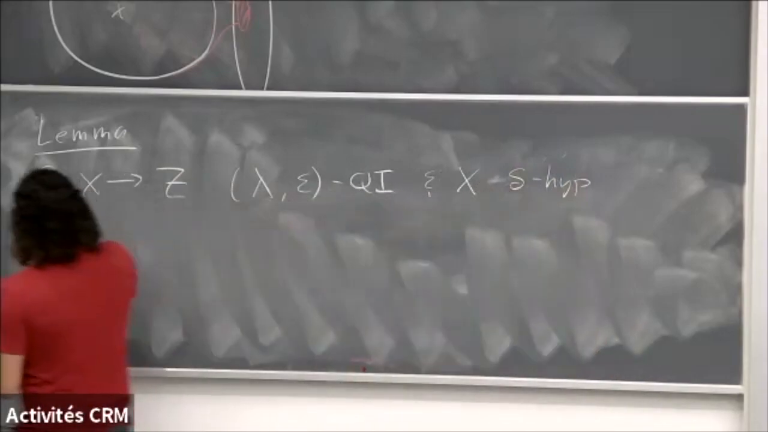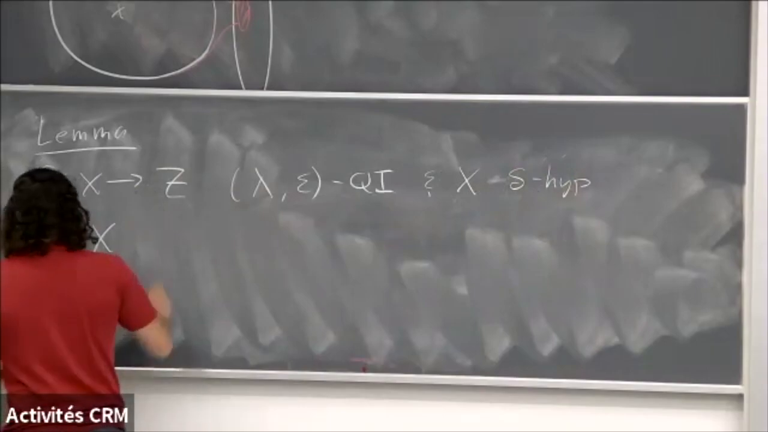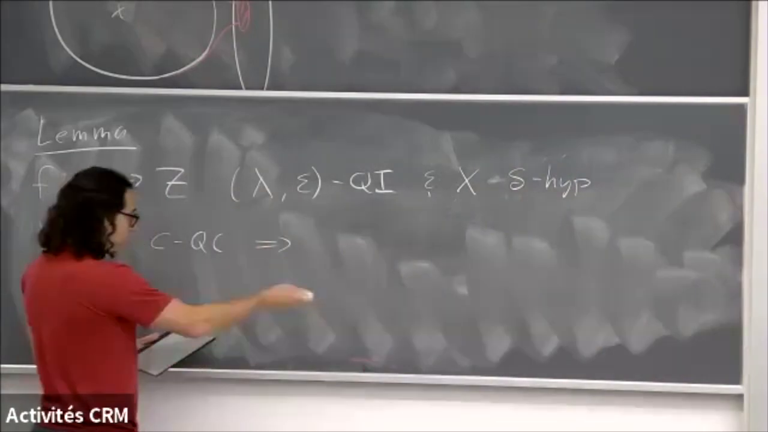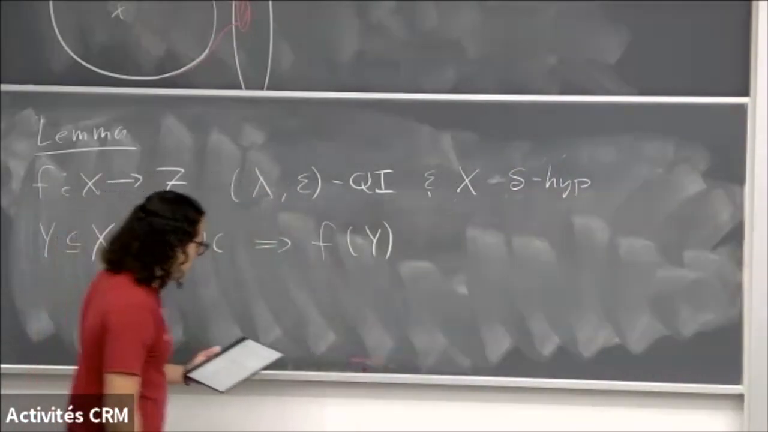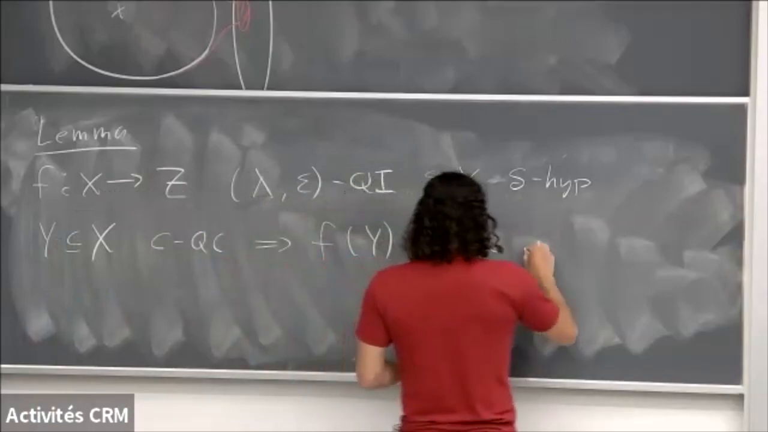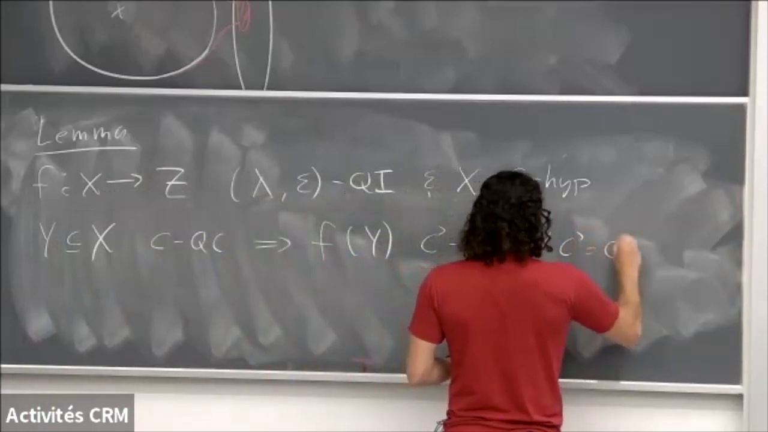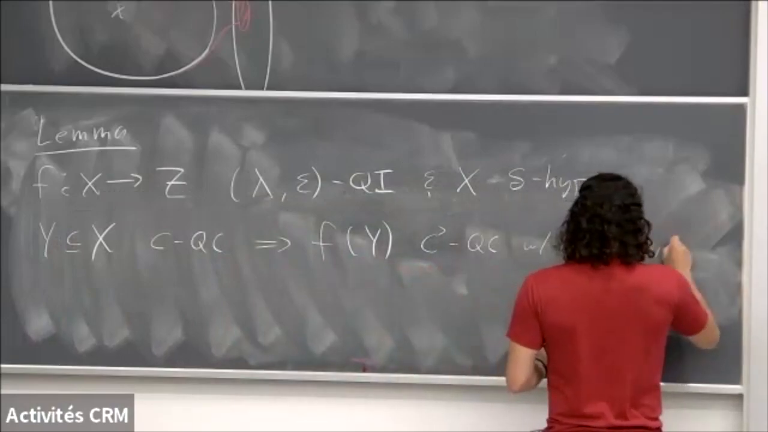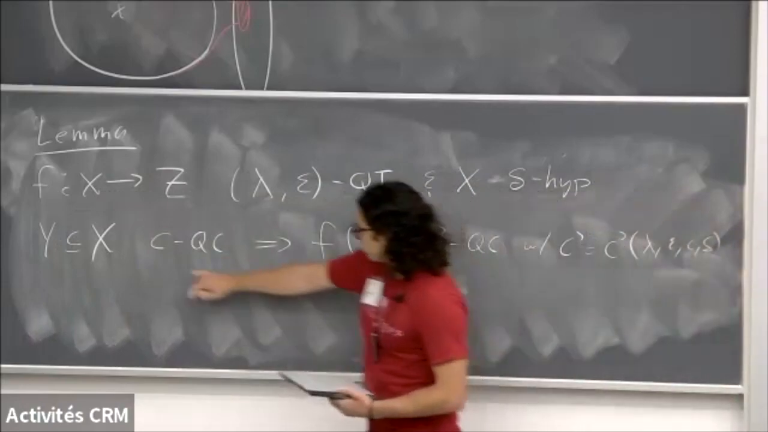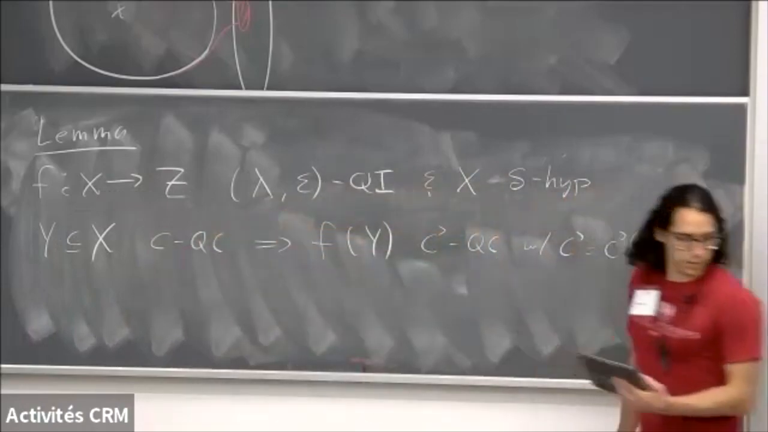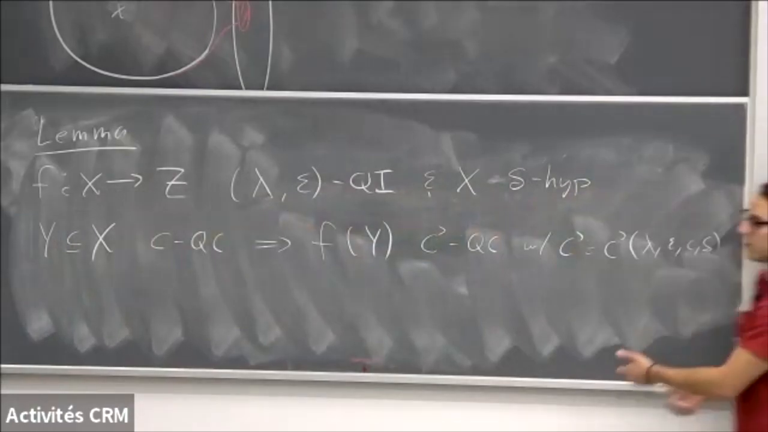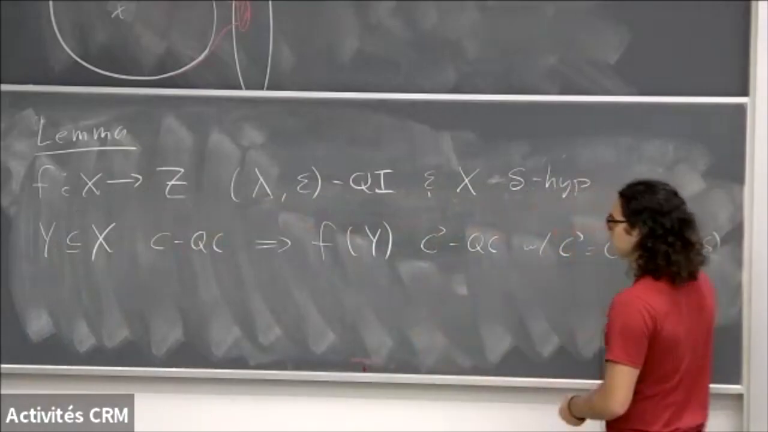Then a subset of X that is C quasi-convex will imply that its image under F is C prime quasi-convex, with C prime equal to lambda epsilon. Right, so this C prime is determined by the quasi-convexity of the original set plus the QI constants plus the delta hyperbolicity constant. Okay, so this sort of says that the specific constant of quasi-convexity is not preserved, but the being quasi-convex is.